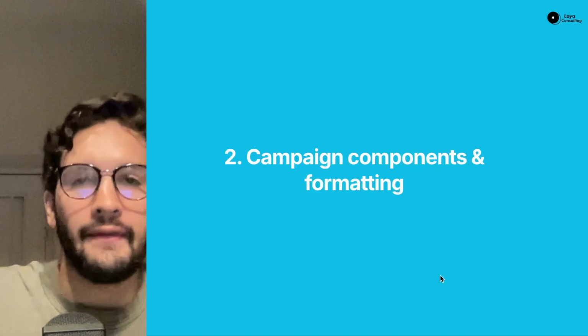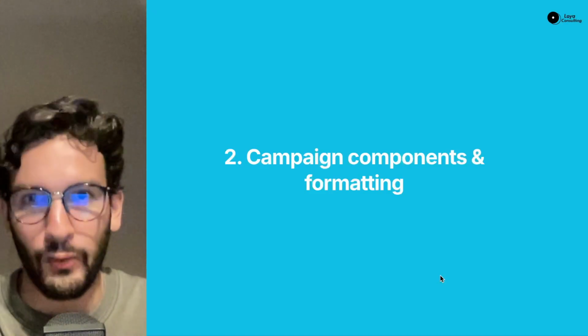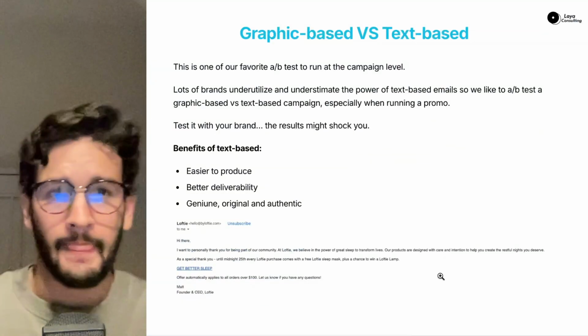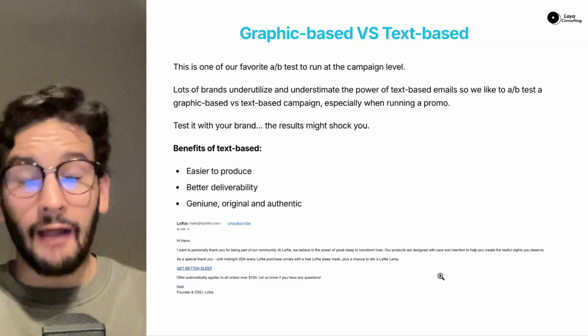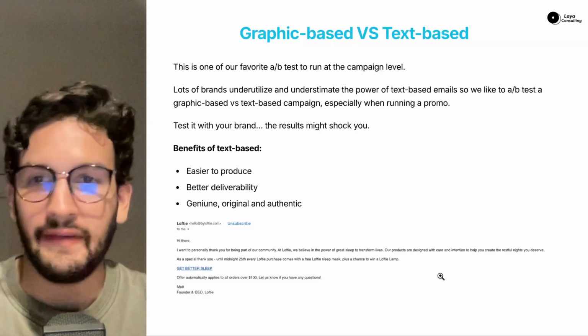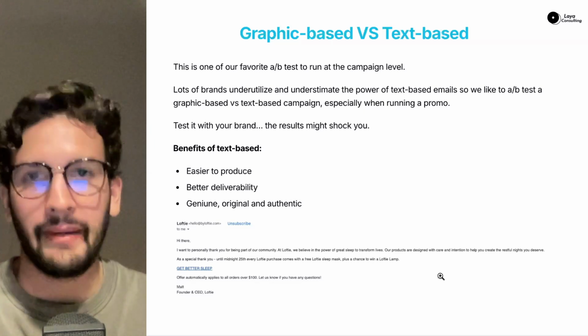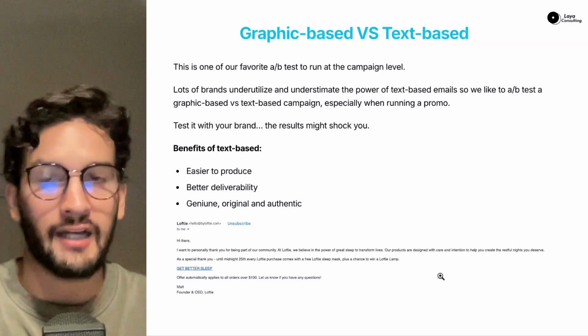Now, next we've got the second element you should definitely A/B test: the campaign components and some formatting. So, for example, you should definitely A/B test graphic-based emails versus text-based, right? This is one of our favorite A/B tests run at the campaign level. Lots of brands underutilize and underestimate the power of text-based emails.